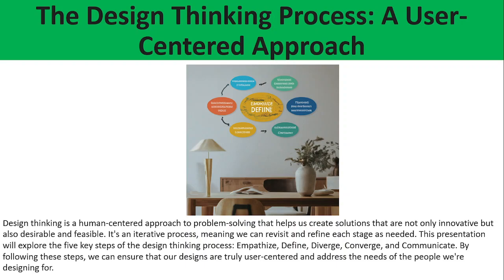In the previous slide I presented what desirability is and what feasibility is. So you may now be aware of what is desirable and feasible. It is an iterative process, meaning we can revisit and refine each stage as needed. This presentation will explore the five key steps of the design thinking process, which are empathize, define, diverge, converge, and communicate. By following these steps, we can ensure that our designs are truly user-centered and address the needs of the people we are designing for.